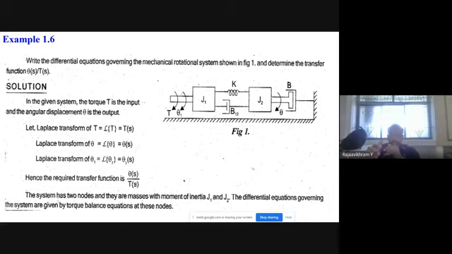Draw the free body diagram. Write the differential equation for each element. Then find out theta. After that, apply the Laplace transform. Find out the term theta of S divided by T of S.